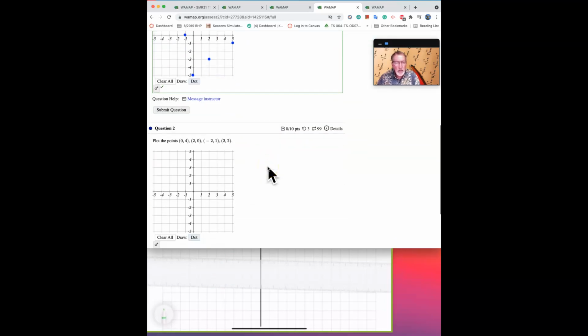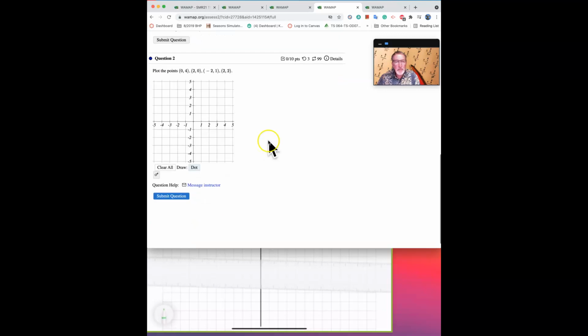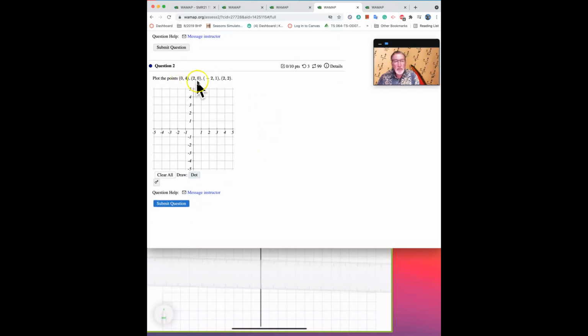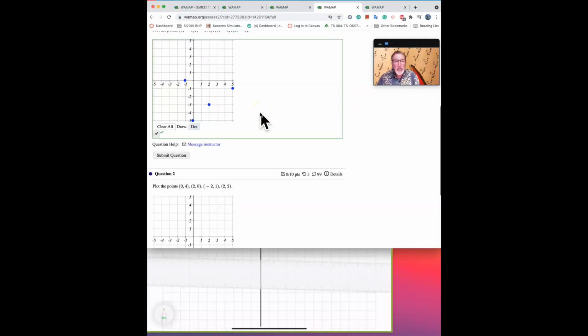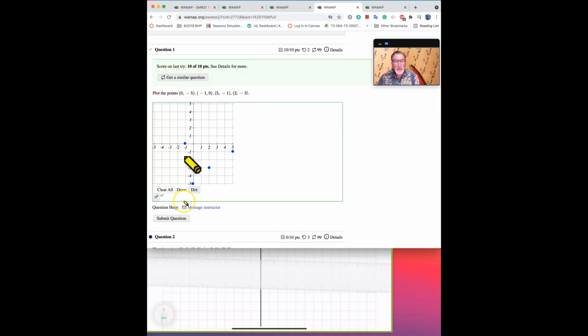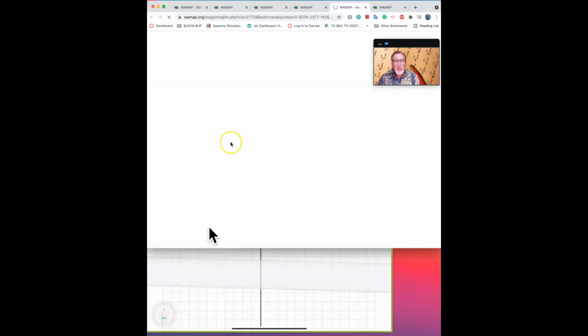So there is another set of problems, but they are basically identical. There's a couple of zeros and one with negatives. So practice these on your own, and you can mix it up a little bit using the get a similar question option. You can always message me if you run into trouble.